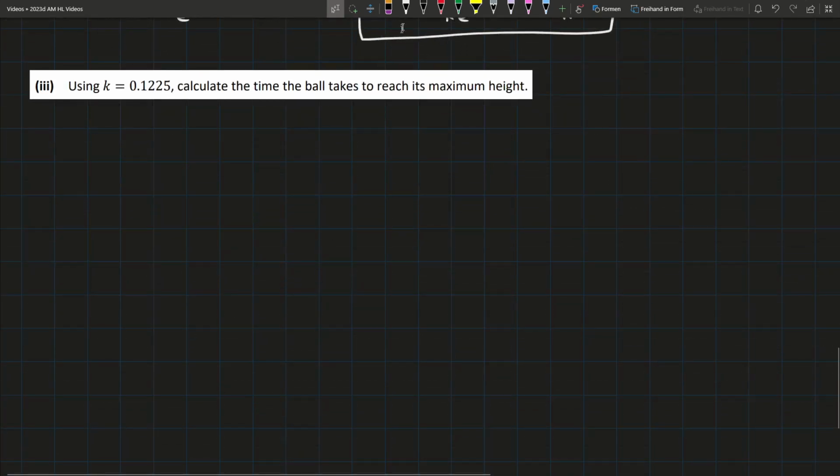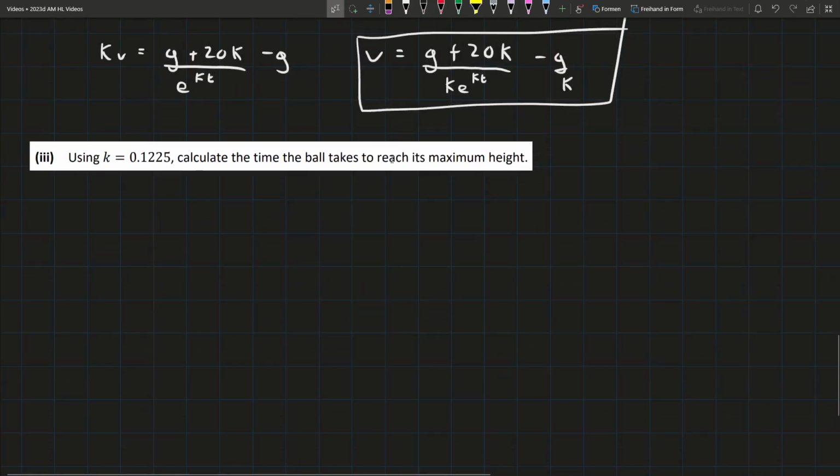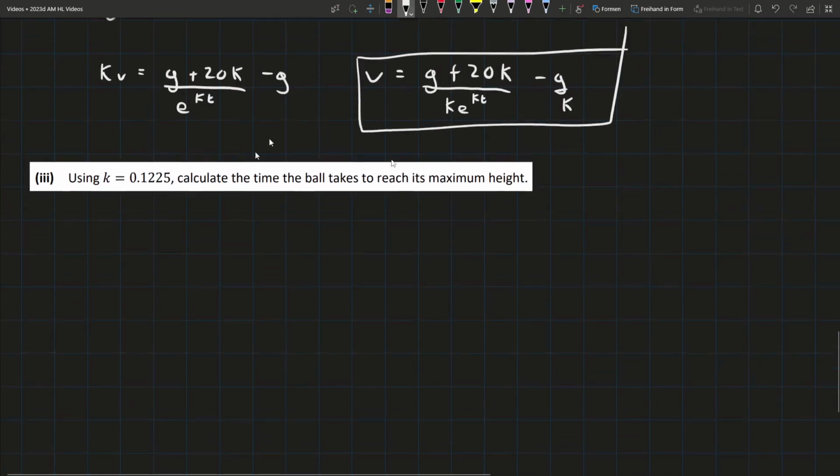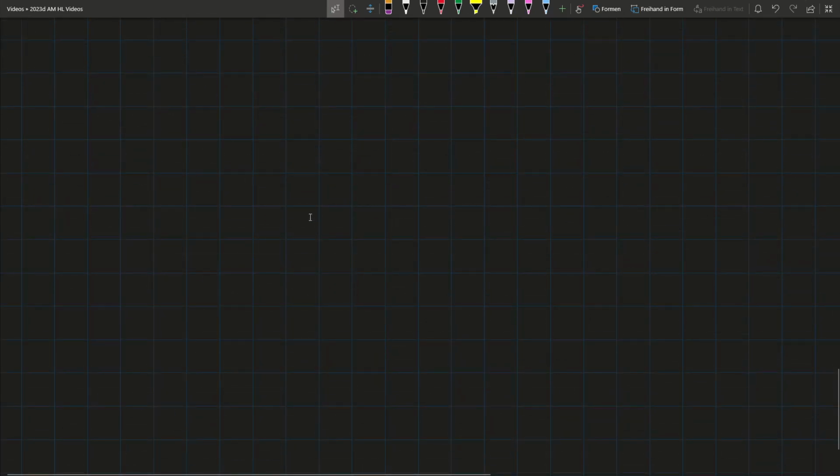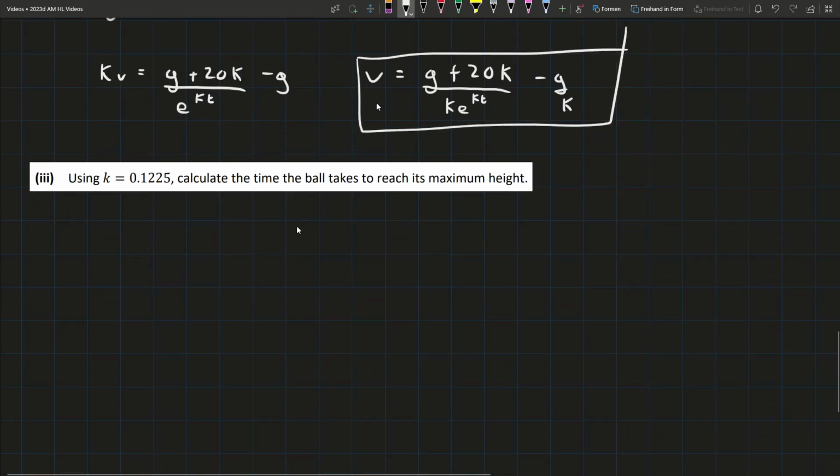In the next part, we're told that k is this number, and we must calculate the time it takes the ball to reach the maximum height. So when it reaches its maximum height, it starts the upward velocity at 20, and then it's going to be decreasing. The velocity is decreasing because velocity is positive and this is obviously a negative constant. So we can set v equals 0 at the maximum height.